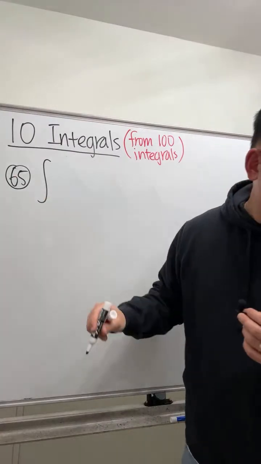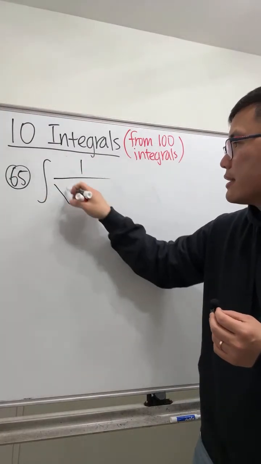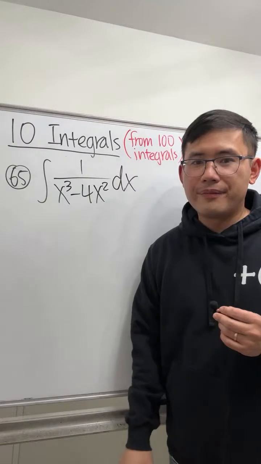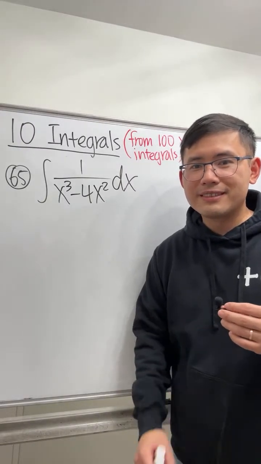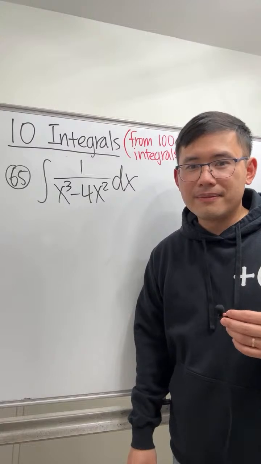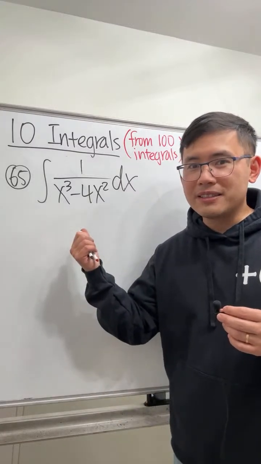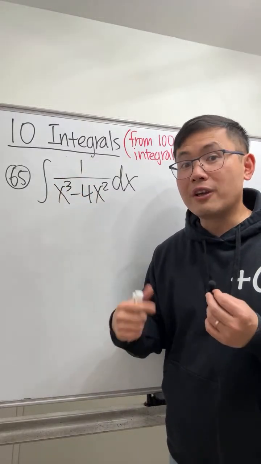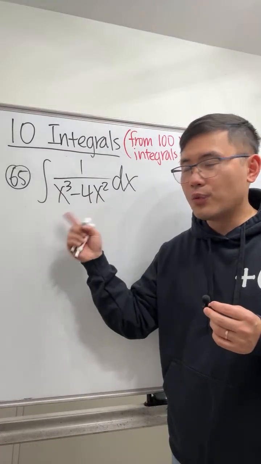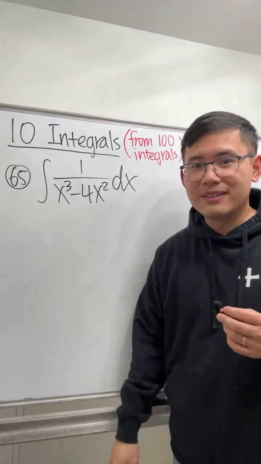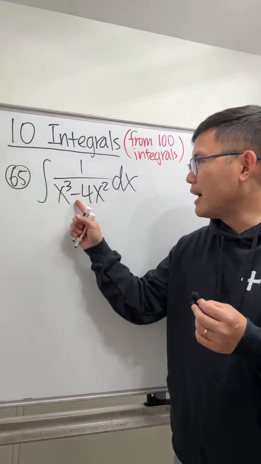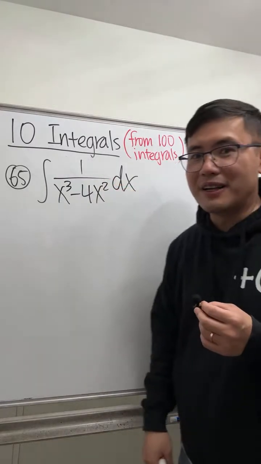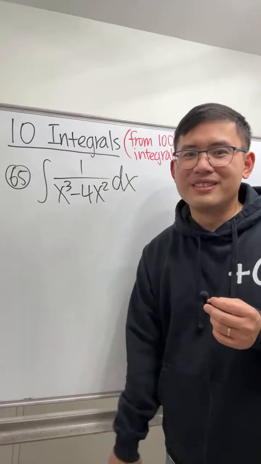Here, integral, and we have 1 over x to the third power minus 4x squared dx. Yeah, very, very classic partial fractions right away, because we have a rational function. The bottom is a polynomial, we can factor it, right? If you factor it, what do we get? Be careful though, this is x to the third power minus 4x squared. If I change this to just x, then it's a different factoring. This is slightly more difficult.